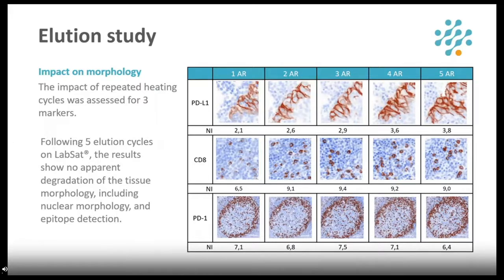Since our elution process involves high temperature, it was important to test that the repetition of those heat cycles would have limited impact on tissue morphology. So we tested different repetition numbers of those heating cycles for 3 different single-plex stainings, and we could observe no apparent degradation of the resulting staining due to the repetition of the elution. So nuclear morphology, extracellular matrix, and epitope detections were preserved.